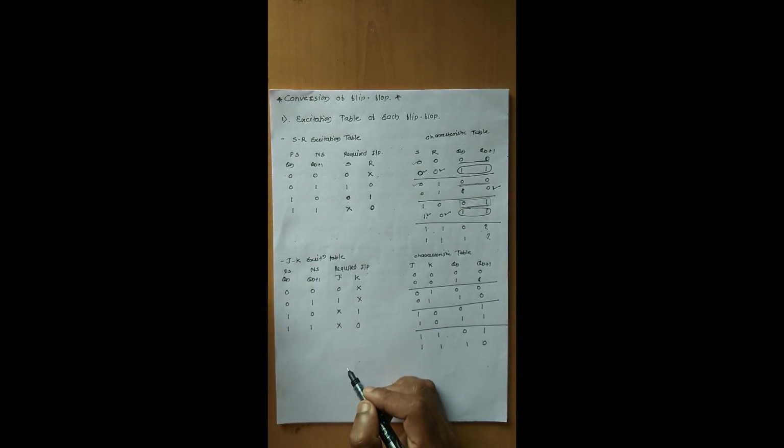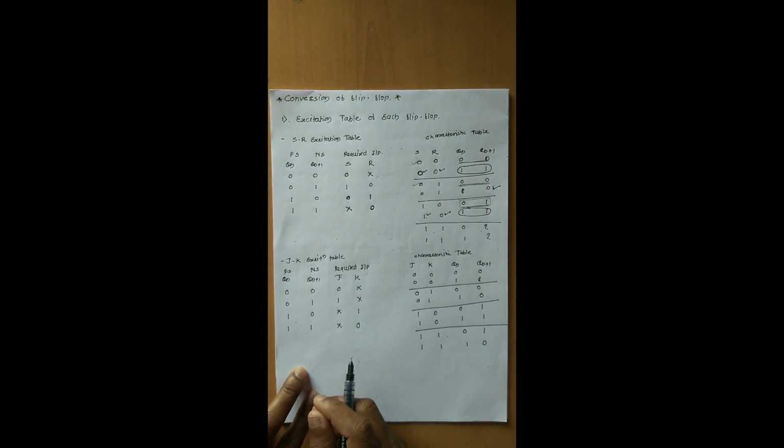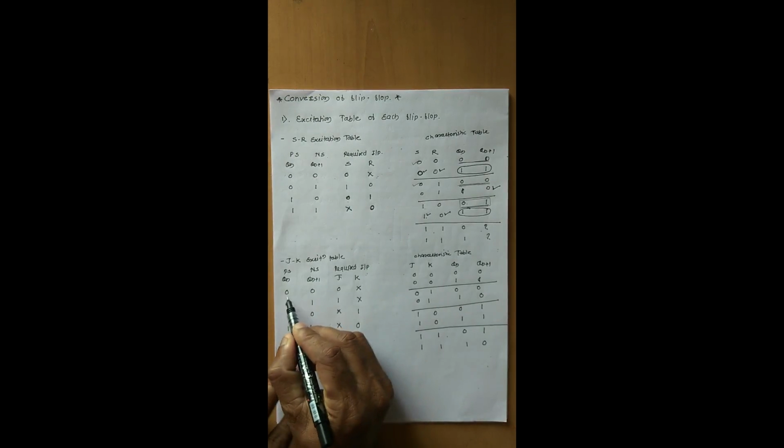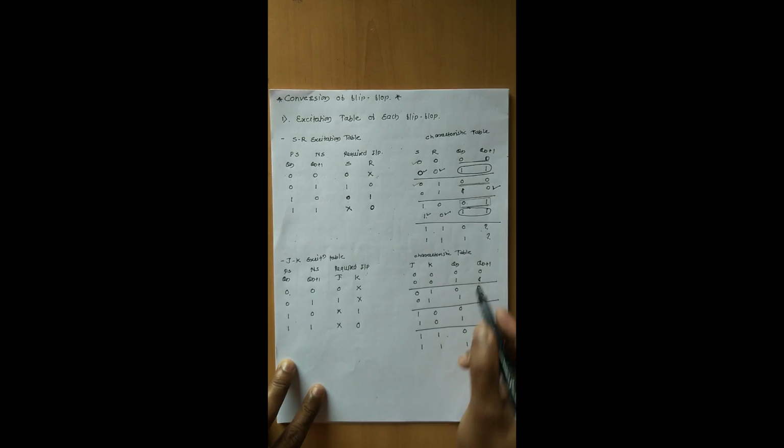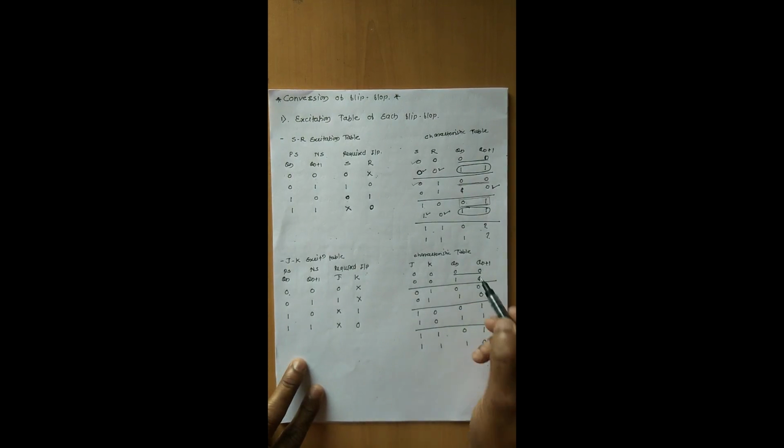I hope you understand the excitation table of the SR flip-flop. In a similar way, we can find the excitation table of the JK flip-flop. First, what are the input conditions? Q(n) and Q(n+1) are 0 0, which is available first here, and which is repeated in the entire characteristic table. Yes, this is repeated here.